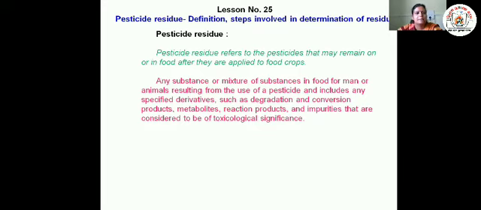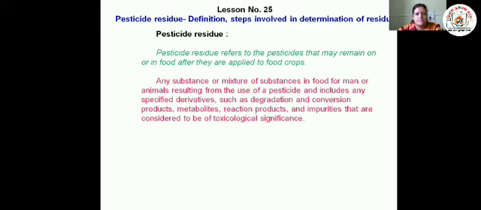Next is the pesticide residue, its definition, and then the steps involved in the determination of the residues. First, define pesticide residue. Pesticide residue refers to the pesticide that may remain on or in food after it is applied to fruit crops. The residue can remain for a long period of time.